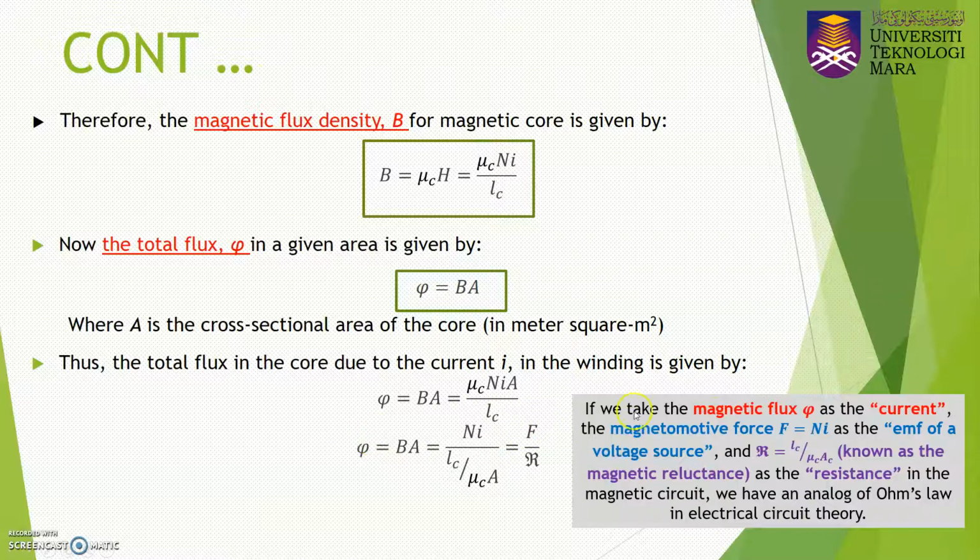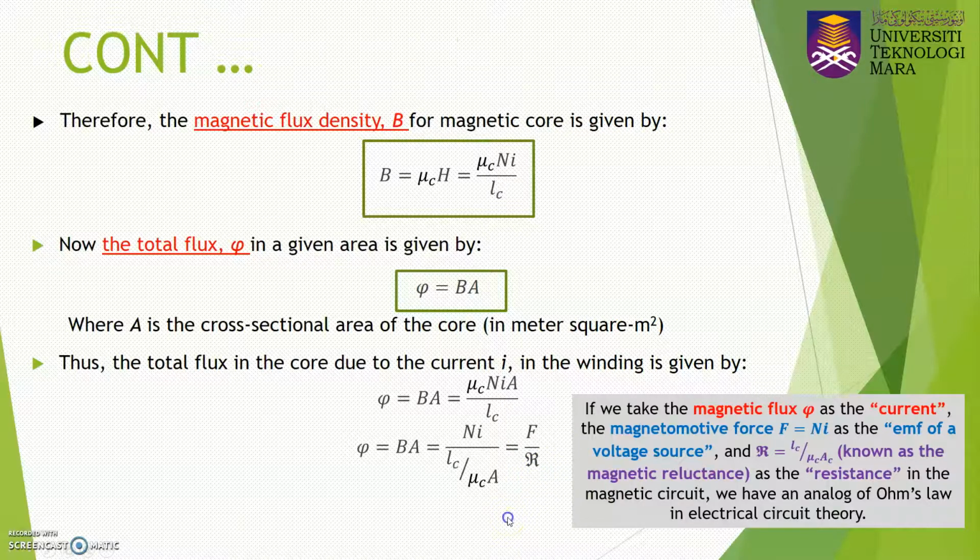If we take the magnetic flux as a current, and the magnetomotive force F as the EMF of a voltage source, and the capital R, the magnetic reluctance, as the resistance in the magnetic circuit, then you can have an analog of Ohm's law in electrical circuit theory, where in Ohm's law I is equal to V divided by R. Here I is represented by the flux, V is represented by F, and R is represented by the capital letter R.